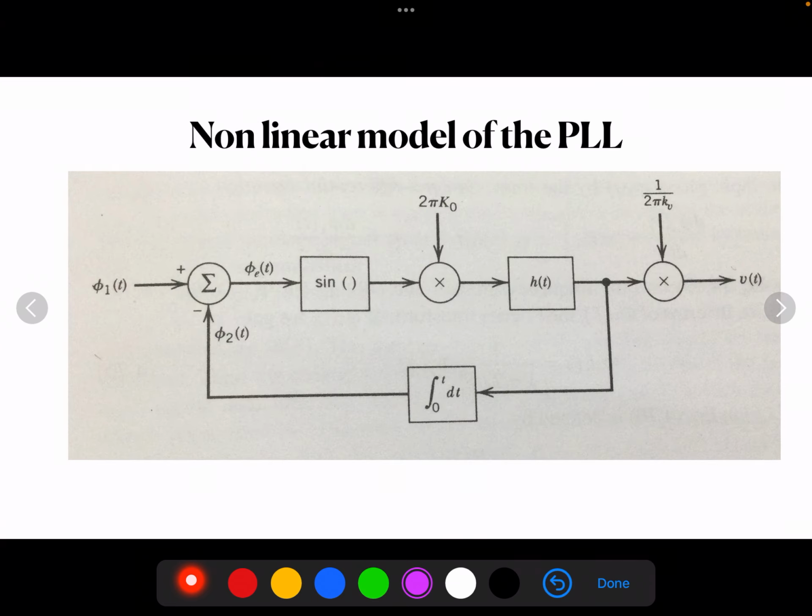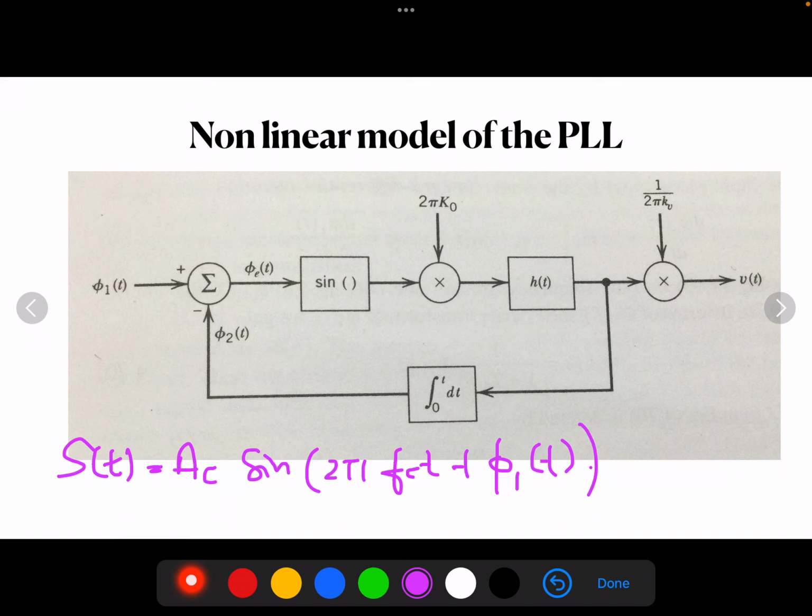Next we will see the nonlinear model of the PLL. This is the final diagram of the nonlinear model. Let the input to the PLL be, as we all know, an FM wave, s of t, given by AC into sine of 2 pi FC t plus phi 1 of t. The output of the VCO is r of t. We have just now given the equations.